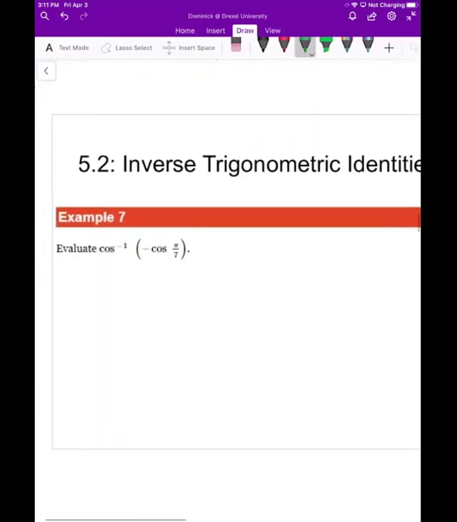All right. Now, if we see this in action, we want to find the inverse cosine of negative cosine of pi/7.